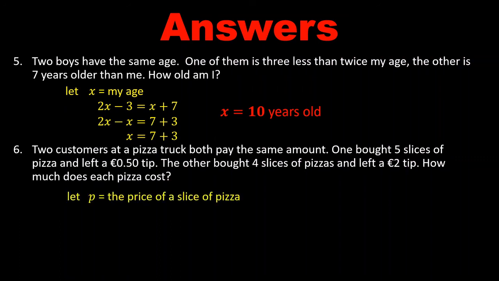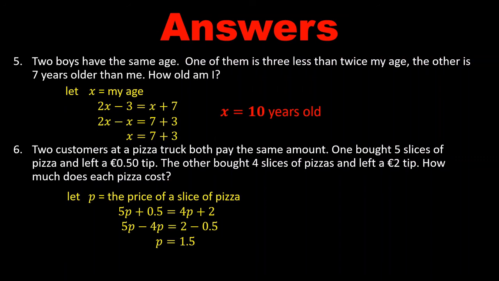Question 6. Let P be the price of 1 slice of pizza. And 5 slices of pizza plus the 50-cent tip is the same amount as 4 slices of pizza and a €2 tip. Let's get our P terms together. Simplifying that, try to remember what this variable represents. P is the price of a slice of pizza.